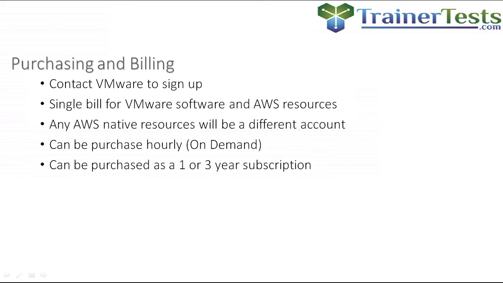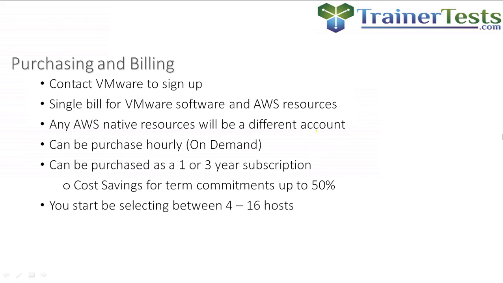If you know, hey, I'm going to need 4 hosts all year long, or I'm going to need 6 hosts all year long, you can enter into a reserved model of purchasing over the course of a year or up to 3 years. Right? And by committing to that long-term purchase of resources, they'll actually charge you up to 50% less. So significant savings if you know that you can commit to the long-term purchase of these resources. And you can select from anywhere between 4 and 16 total hosts provided in your VMware Cloud on AWS software-defined data center.